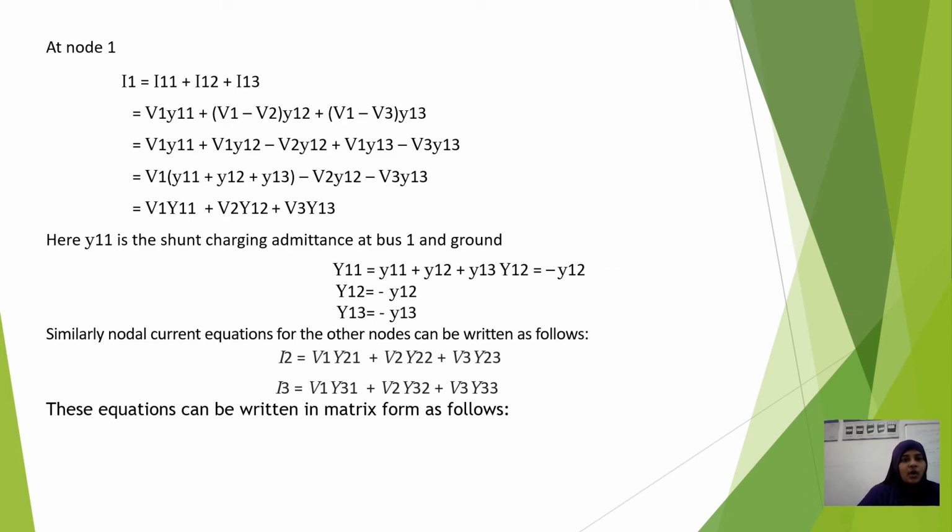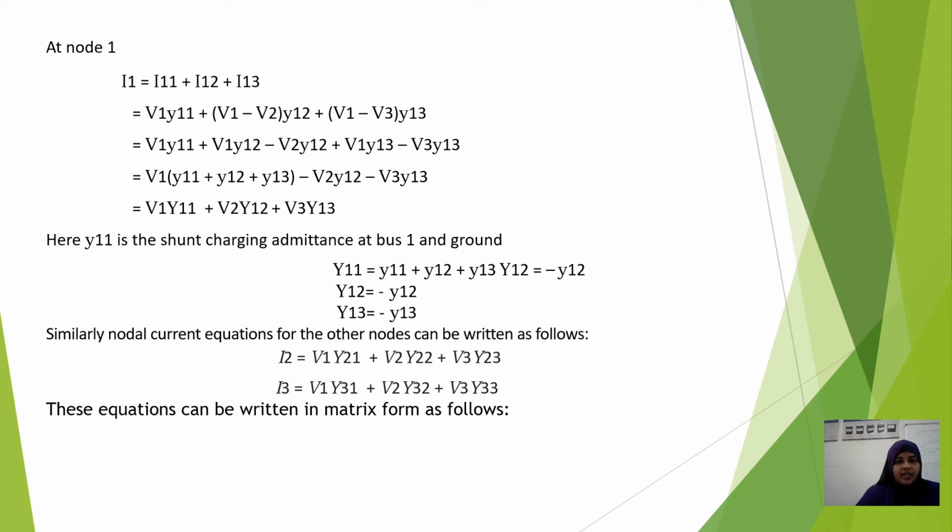So small Y11 is the shunt charging admittance at bus 1 and ground. So the nodal equation for I1 we got as V1 capital Y11 plus V2 Y12 plus V3 Y13. Similarly, for other nodes also we can write the equation as I2 is V1 Y21 plus V2 Y22 plus V3 Y23, and I3 is equal to V1 Y31 plus V2 Y32 plus V3 Y33.